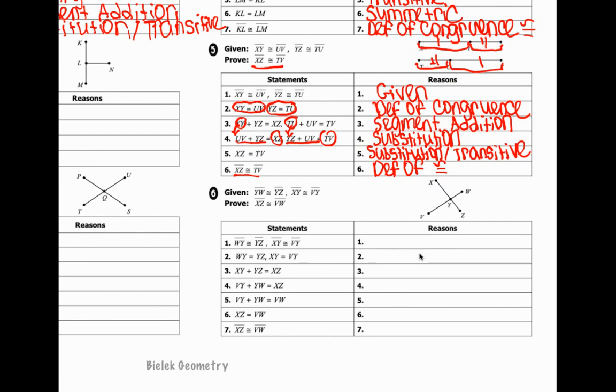Okay, last one. So we have YW is congruent to YZ. And XY is congruent to VY. So the first one's given. So then they just said if they're congruent, then they're equal. So that's definition of congruence.